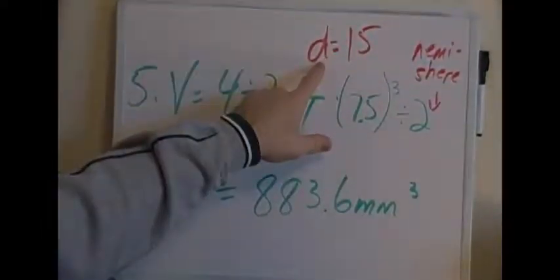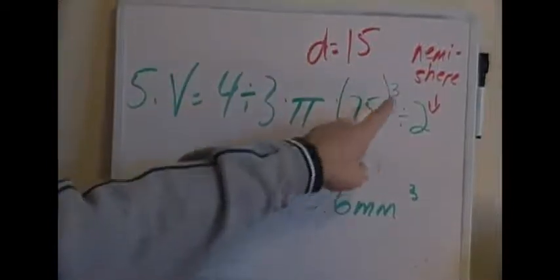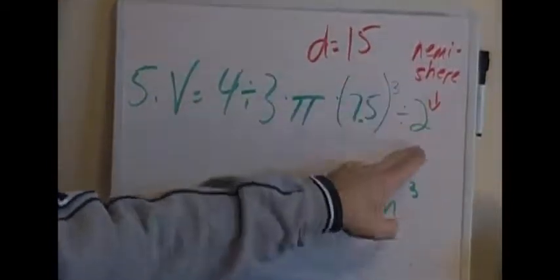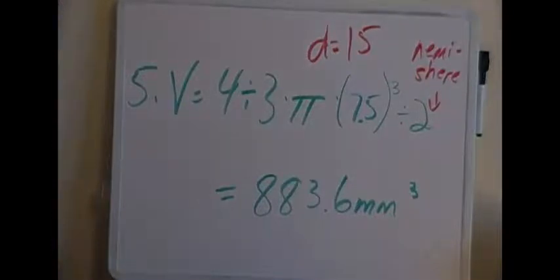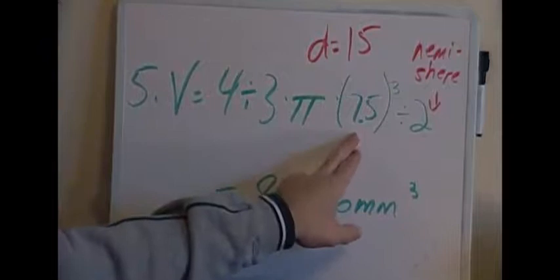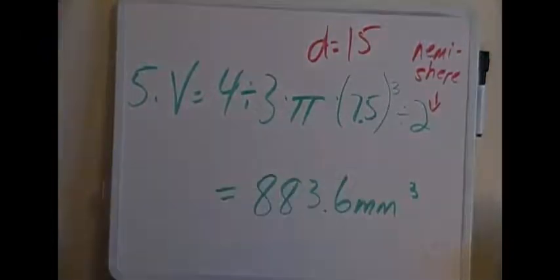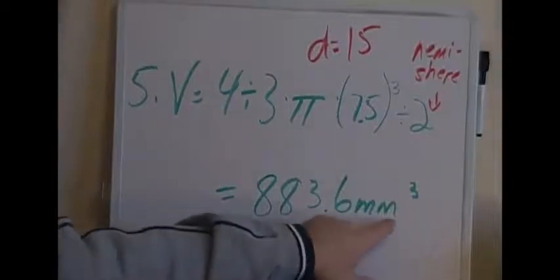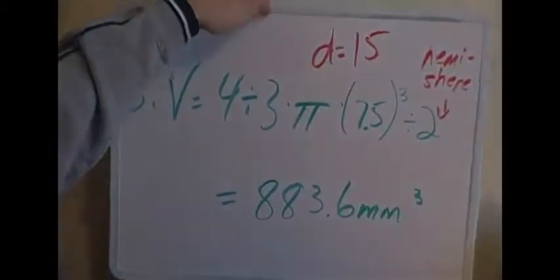Problem number 4 is similar. Again, they give you a diameter. You cut it in half and cube it. And they also ask again for a hemisphere. So volume equals 4 divided by 3 times pi times 7.5 cubed divided by 2. And you get 883.6 millimeters cubed in this case.